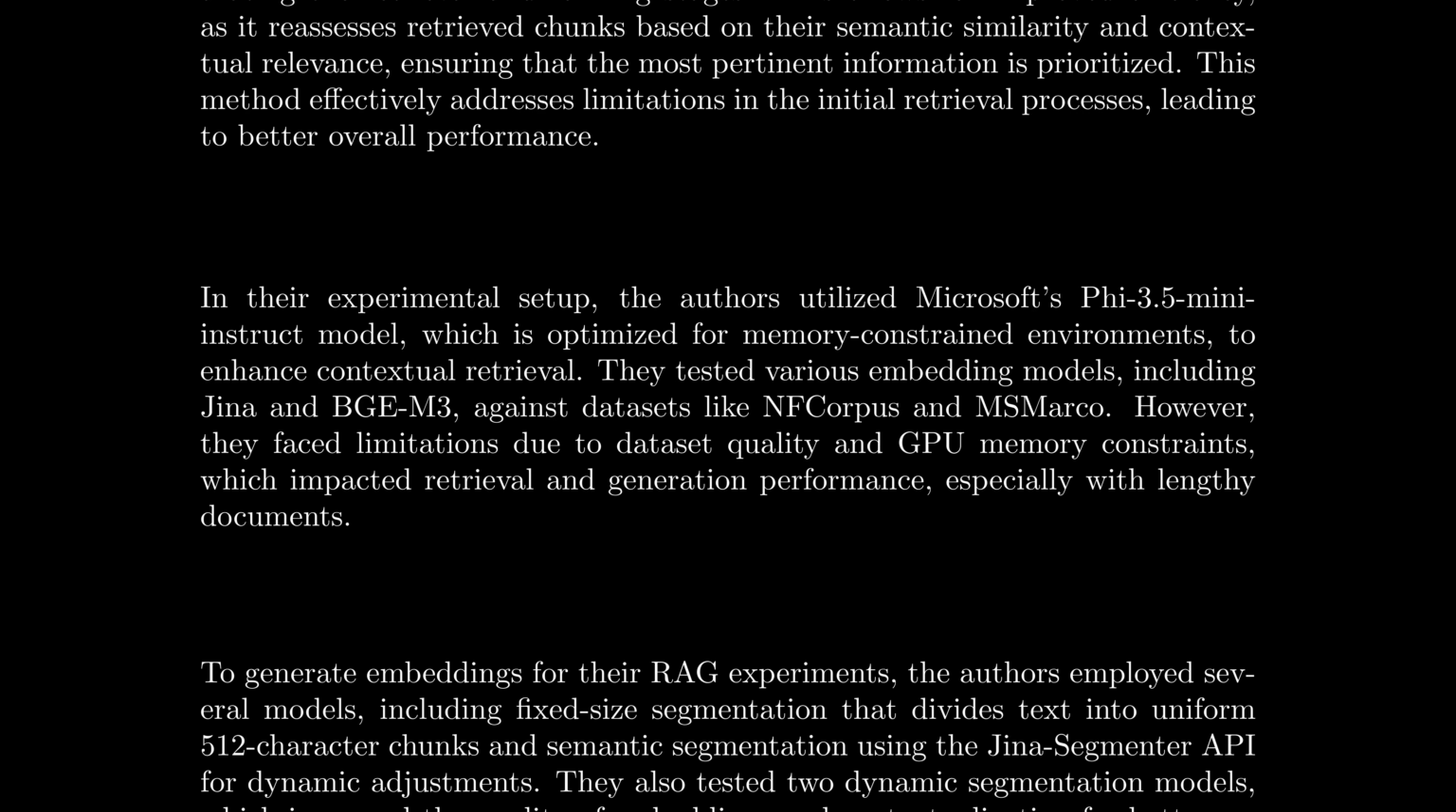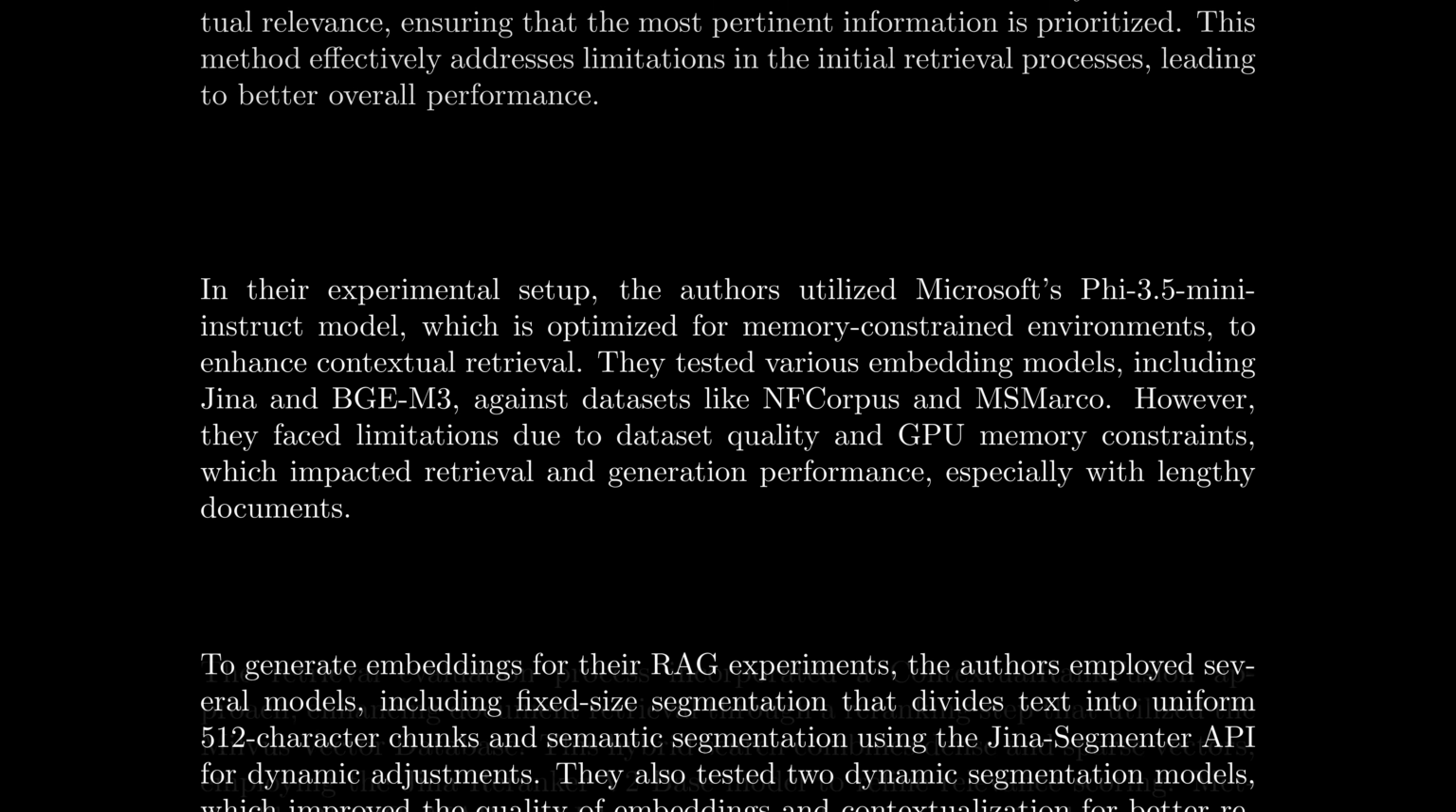In their experimental setup, the authors utilized Microsoft's Phi-3.5 Mini Instruct model, which is optimized for memory-constrained environments, to enhance contextual retrieval. They tested various embedding models, including Jina and BGE-M3, against datasets like NFCorpus and MS MARCO. However, they faced limitations due to dataset quality and GPU memory constraints, which impacted retrieval and generation performance, especially with lengthy documents.